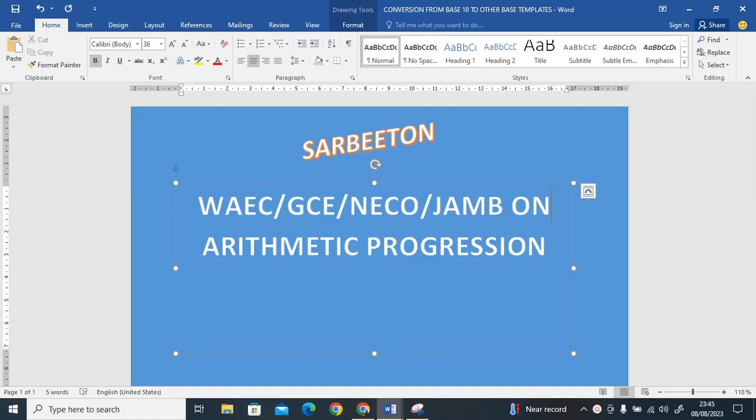This is a WAEC, GCE, NECO question. I just got this question from a past question paper, and I said we should solve it together so you know how a WAEC, GCE, or JAMB question looks like, so that you have a deep understanding of this arithmetic progression.